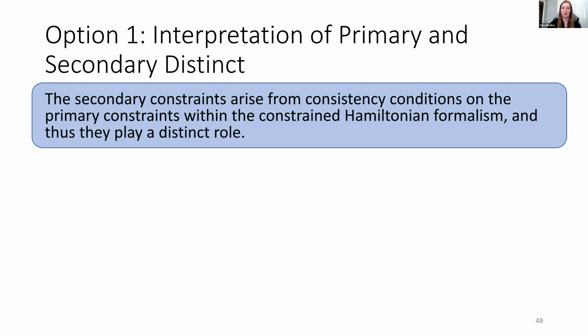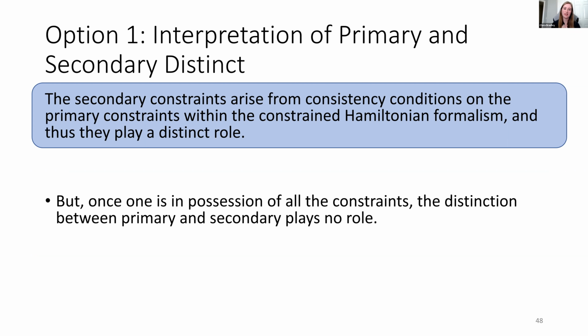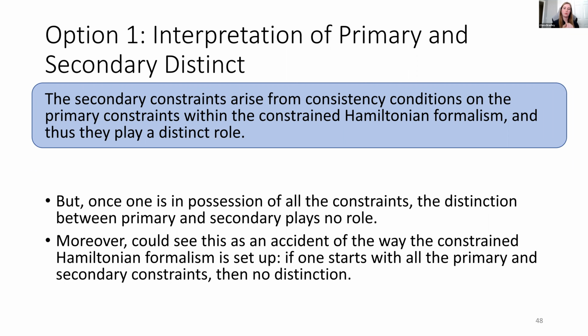But I think this response fails for two main reasons. Firstly, once one's in possession of all of the constraints, then it seems that the distinction between primary and secondary doesn't play any role at all. What matters is the distinction between the first class ones and the second class ones. And second, one might see this as just being an accident of the way that we set up the constrained Hamiltonian formalism. If instead of starting with just the primary ones, we imagined that we just started with some set of all the constraints and our Hamiltonian, then it would seem that there isn't any distinction built into our formalism.